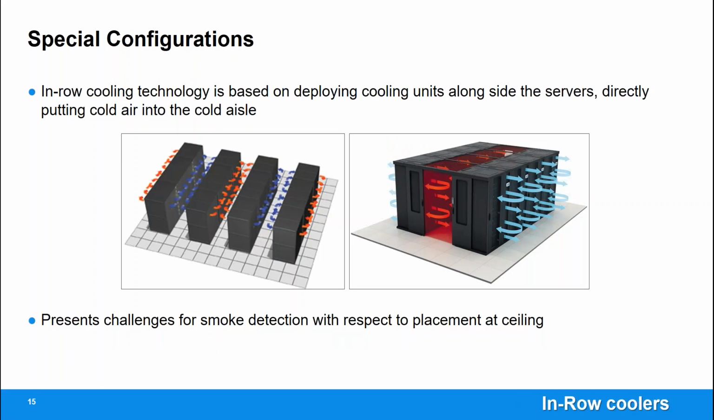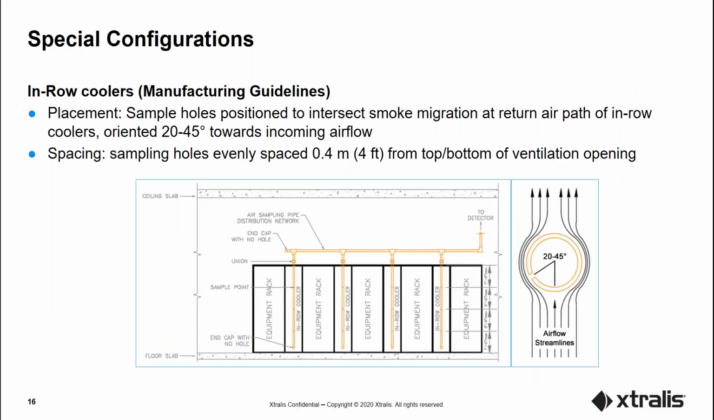In-row cooling technology is based on deploying cooling units alongside servers in the cold aisle, bypassing the need for a raised floor. The goal is to shift cooling from a room-based approach to a row-based approach. Cooling units are directed toward each other such that they build up static pressure in the cold aisle. Our design guidelines for in-row cooling include sample port spacing at 4 square feet at the return grill areas, 0.2 and 1% obscuration per foot alert and alarm thresholds at the sample port, and proper orientation for the sample ports at 20 to 45 degrees toward the incoming airstream.